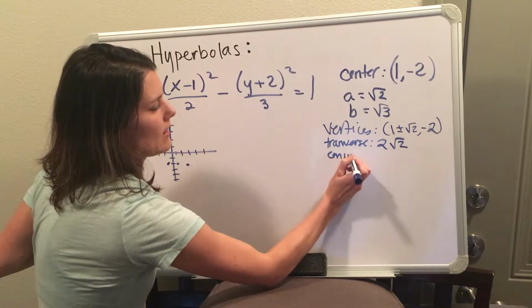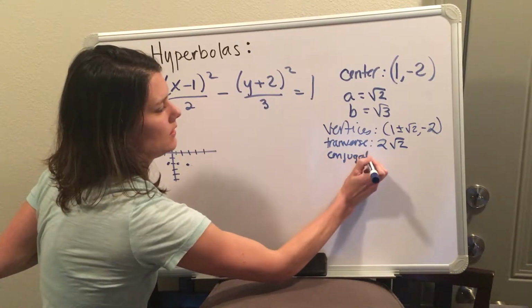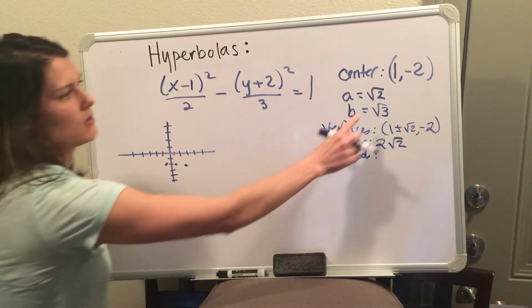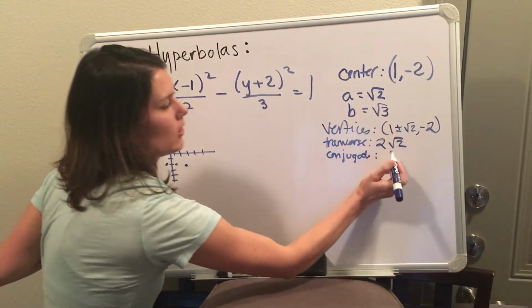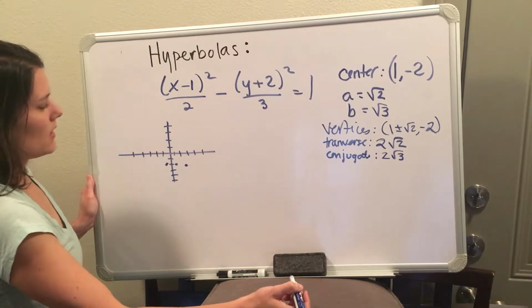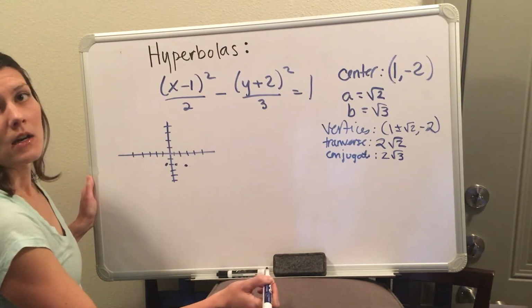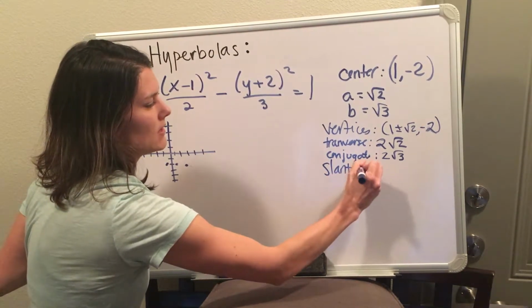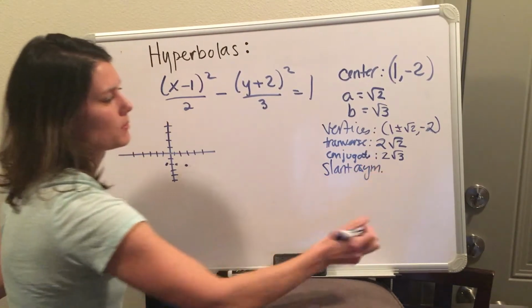And your conjugate axis is the length that your asymptotes will go. So that is double the b term. So your conjugate axis is 2 root 3. Now the next thing that we need to be able to figure out are our slant asymptotes, because they form the hyperbola.